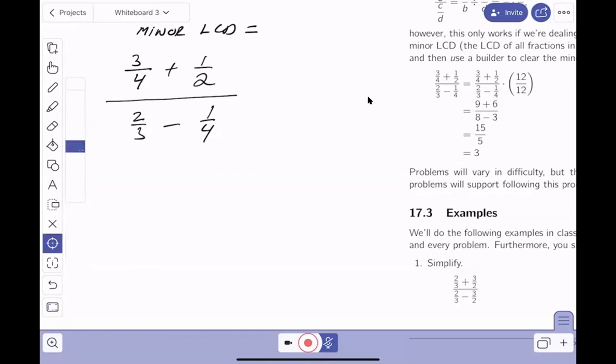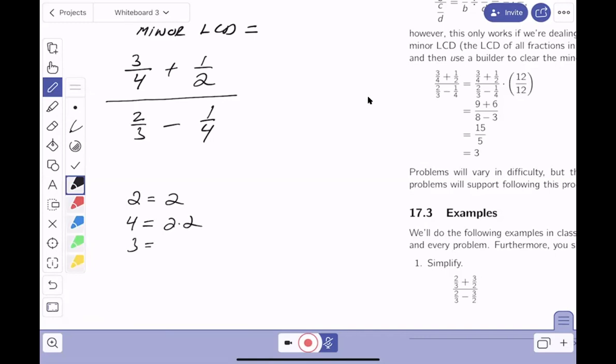I want to look at it, and for the most part, it should be relatively simple. Well, I'm looking at 4 different fractions, with denominators 4, 2, 3, 4, and I want their LCD. Well, if you have to, you could factor all these numbers. I'll write that down for you. 2 factors as 2. 4 factors as 2 times 2. 3 factors as 3. 4 factors as 2 times 2. It's already down.